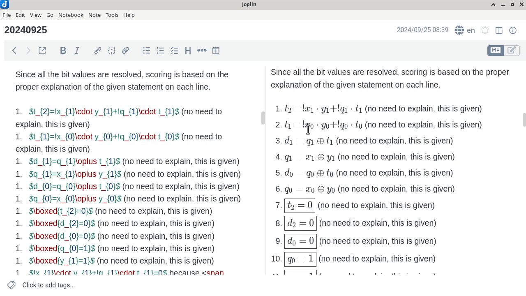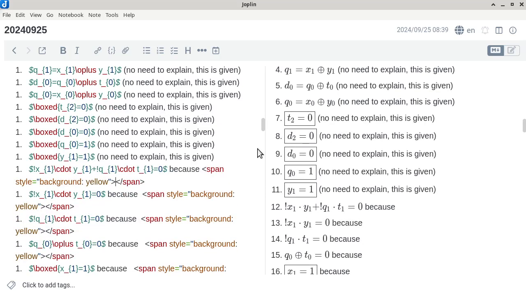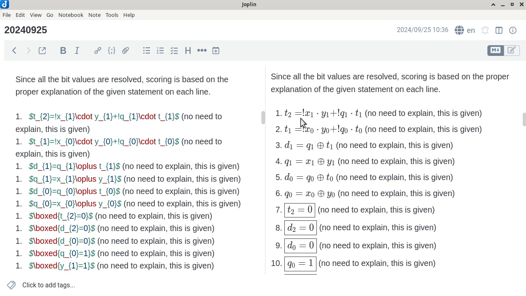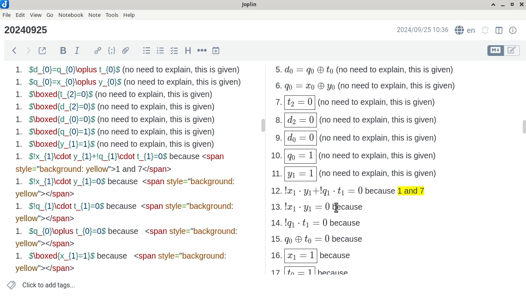So one thing you can do is one. Point one is important because that actually defines what t2 is. So we'll go ahead and type in your one. And there's one more, because one is just saying t2 is blah, blah, blah, but it doesn't say it is zero. So you have to also combine that with seven in order to come to the conclusion that the entire expression evaluates to false. Does everybody understand why 1 and 7 both are needed in order to come to the conclusion that the expression of not x1 and y1 or not q1 and t1 is false?